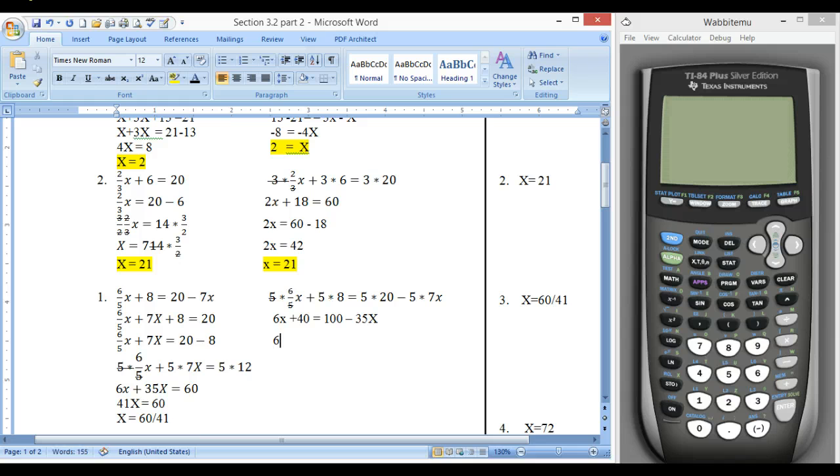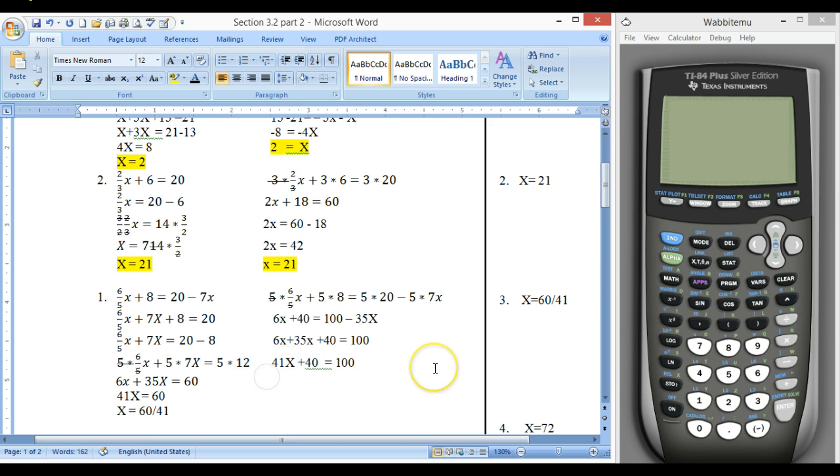6x plus 35x plus 40 equals 100 is the only thing left. And then 6 plus 35 is 41. So this gives me 41x. And I still have that 40 over here. Not for long, because now I need to separate that and move the 40 over. So I have 41x. I need to subtract that 40 now.